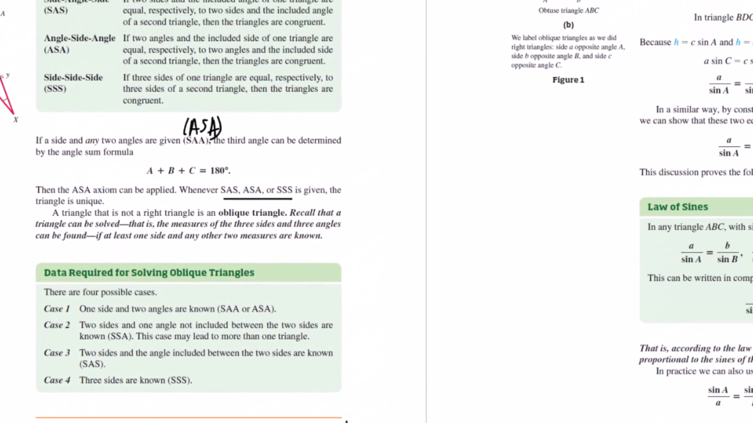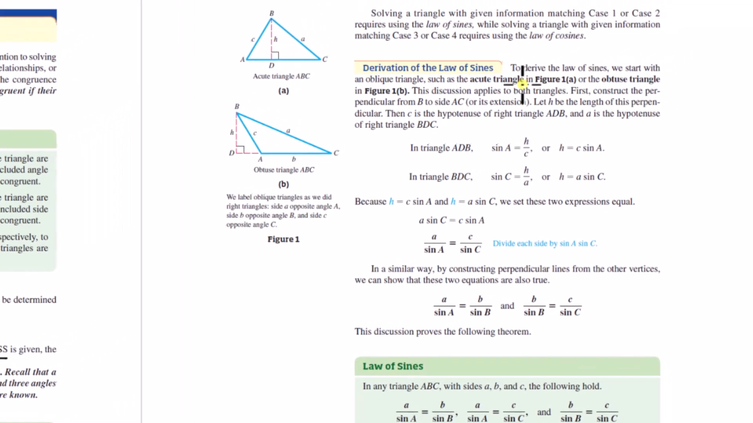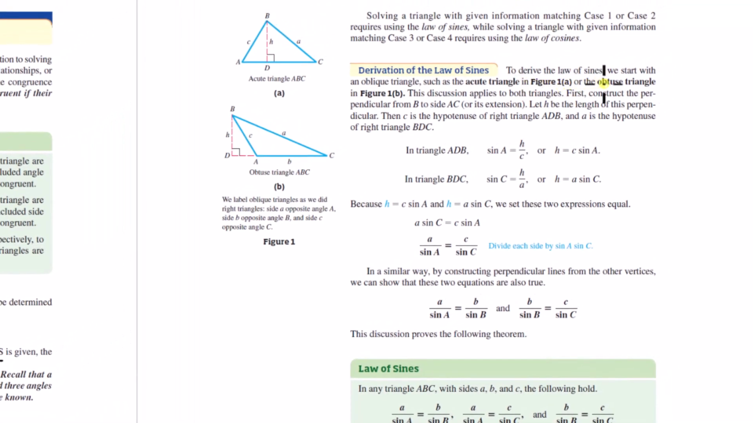Okay, so the derivation of the law of sines. To derive the law of sines, we start with an oblique triangle, such as the acute triangle in figure 1a or the obtuse triangle in figure 1b. So, okay, we've got an acute triangle, all acute angles here, and an obtuse triangle.